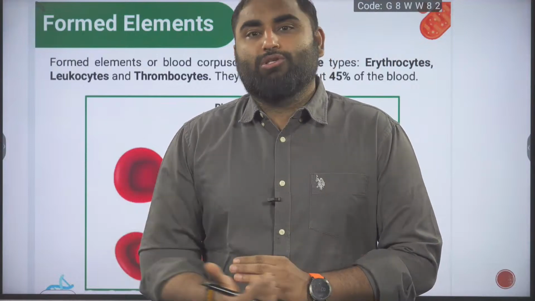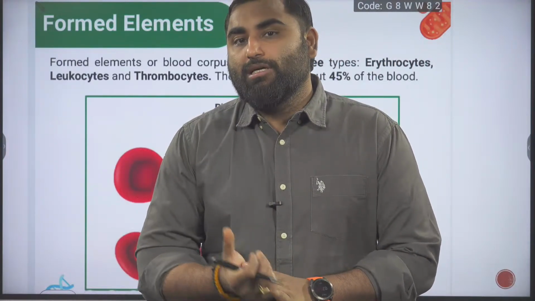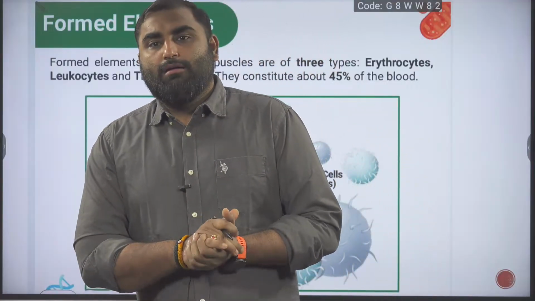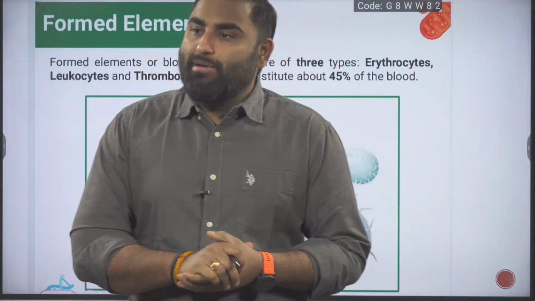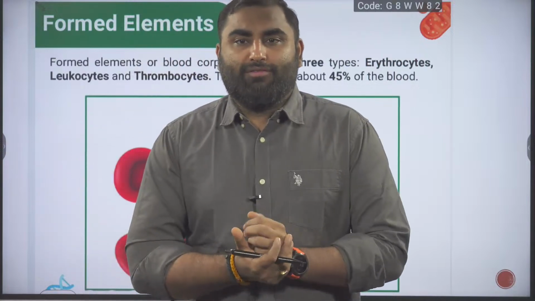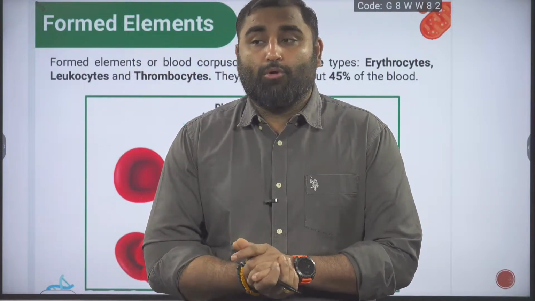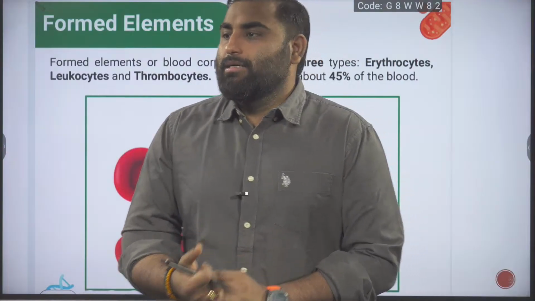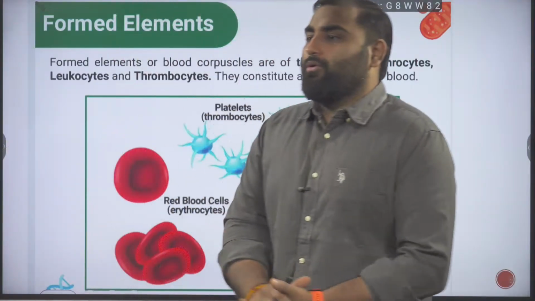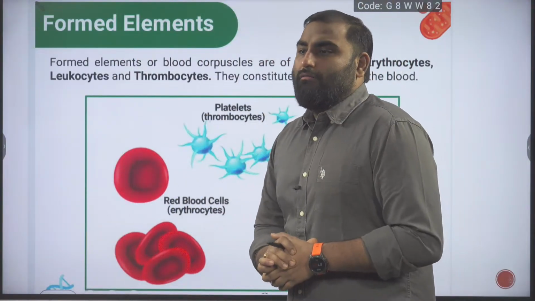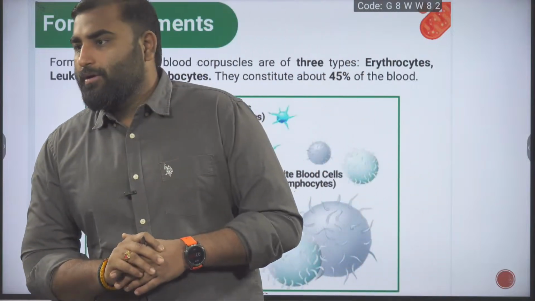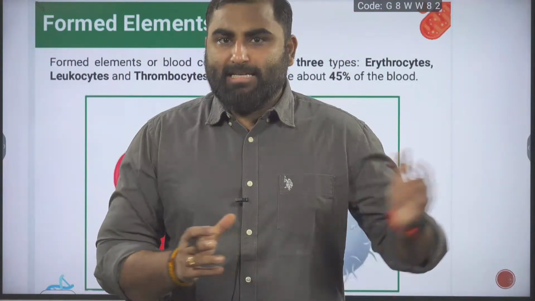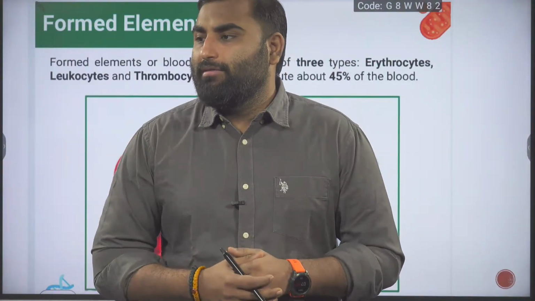We also discussed that in plasma, 6 to 8% is plasma proteins. The important plasma proteins are albumin, fibrinogen, and after that we discussed globulin as well as prothrombin. So this is what we discussed in the last class. Today we are going to talk about formed elements. I hope yesterday's class was clear. Now we will go ahead with the formed elements.